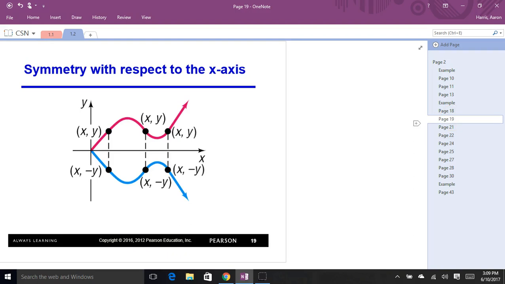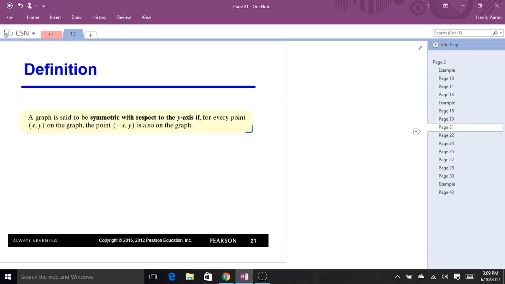For instance, let's say that point right there is the point (5, 1). Well, if you've got the point (5, 1), it's symmetric with respect to the x-axis, so you should have the point (5, negative 1) on the graph there. You notice how every point's flipped around that x-axis. So that's symmetrical with respect to the x-axis.